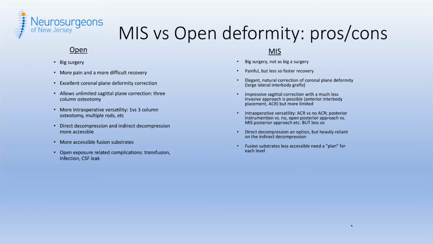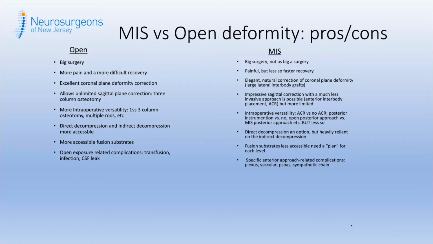So with open, there are open exposure-related complications, right? Blood loss, transfusion. Infection is so rare in MIS surgery that you can almost think of infection as an open spine surgery complication exclusively. And then spinal fluid leak. Obviously, you can get a spinal fluid leak in MIS, but you're less likely to have open exposed dura with an MIS case. And generally speaking, since the muscle closes around your access point, even if you get a CSF leak posteriorly, it tends to be less of an issue in terms of sealing that leak.